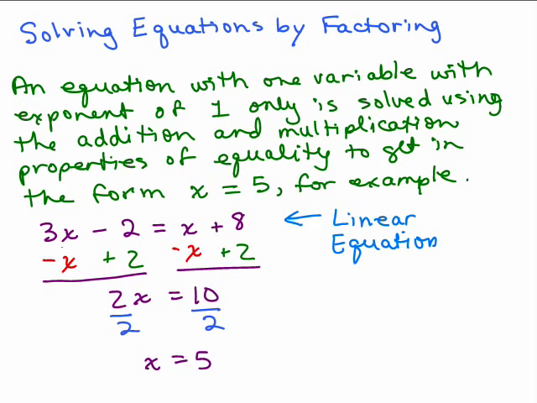So here's an example, 3x minus 2 equals x plus 8. That's an example of a linear equation, and I subtracted x and added 2 to both sides. That's using the addition property of equality to get 2x equals 10, and then I divided both sides by 2, which is the same as multiplying by 1/2, to get it in the form x equals 5 and solve. So this is a linear equation, and we don't have to use factoring to solve linear equations.